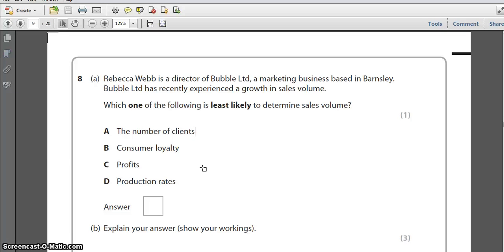I'm now going to switch over to video 2, in which I'm going to go through the second part of the paper, which is the essay style questions.